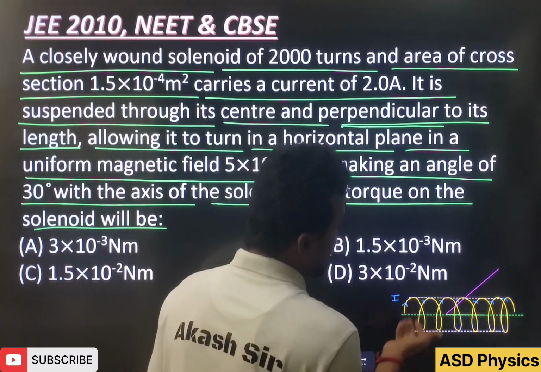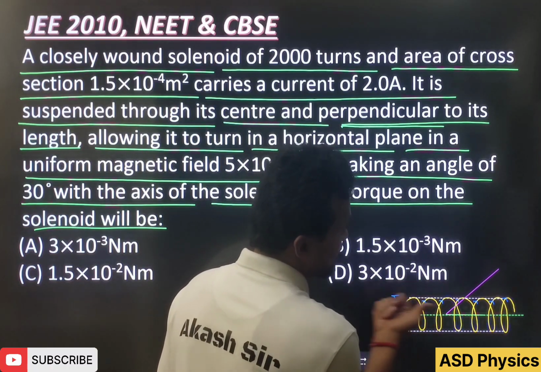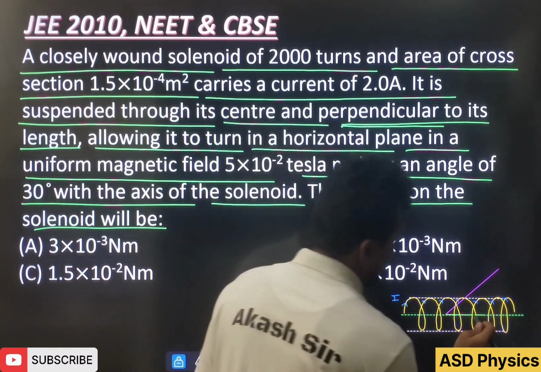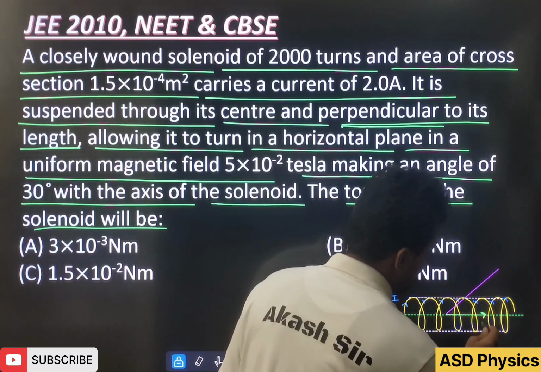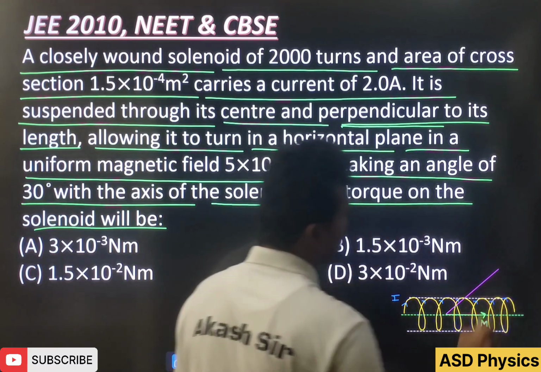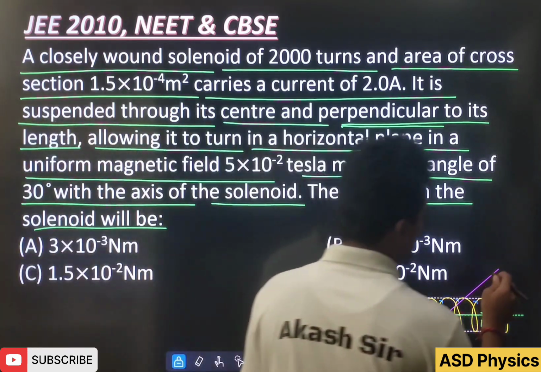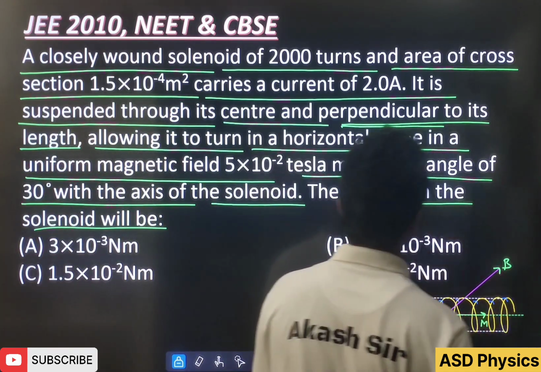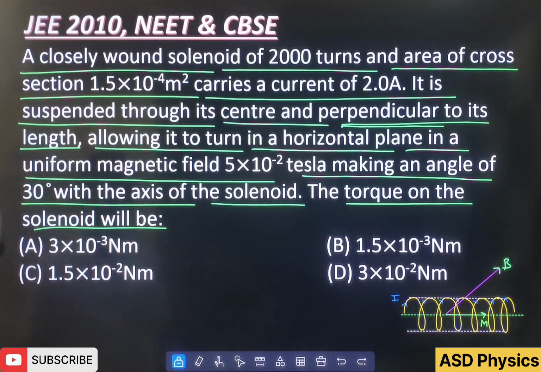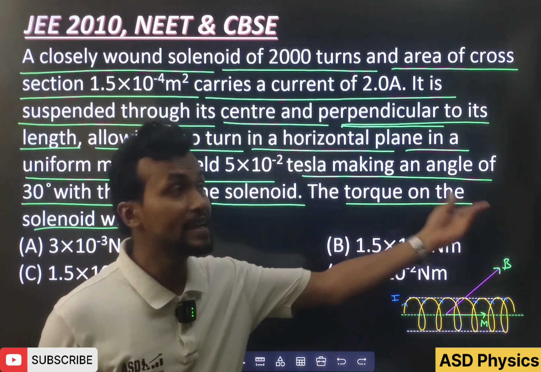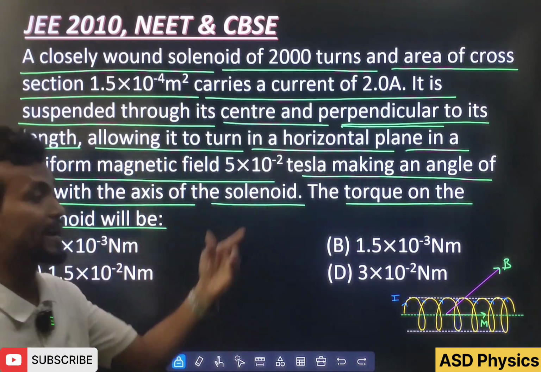Okay, so when I curl my fingers along the current, the thumb will indicate the direction of the magnetic moment of the solenoid, M, along the axis. And the magnetic field you can see very well here. This is the magnetic field, and how much angle is it making? It is making an angle of 30 degree with the axis of the solenoid.